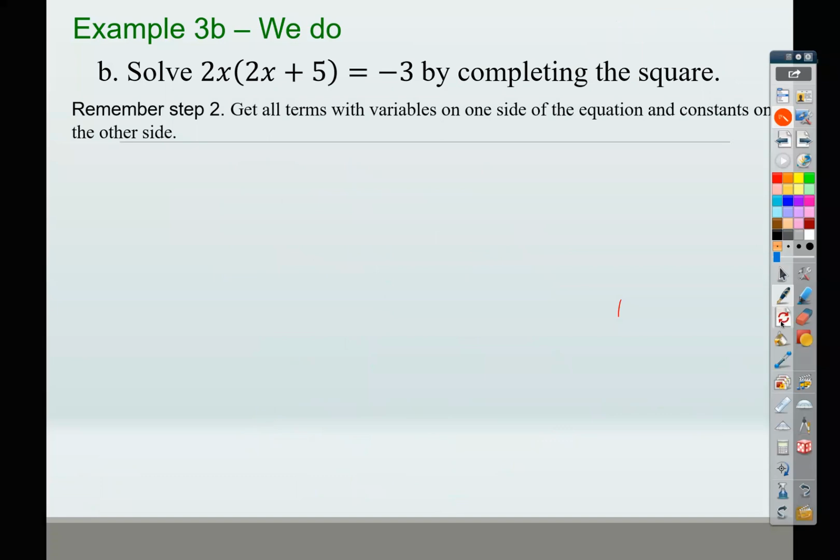Okay, 3b. All right, so now you kind of got one that you have to do some work to. So let's start off by distributing. Okay, so I'm going to say 4x squared plus 10x equals negative 3. Now I need to get rid of that 4, right? So I have to divide everything by 4. And then I would simplify that to 5 over 2.